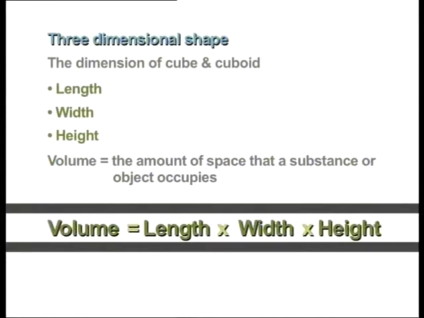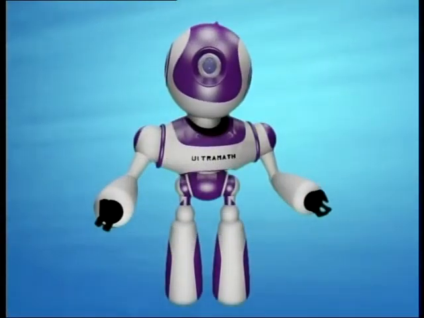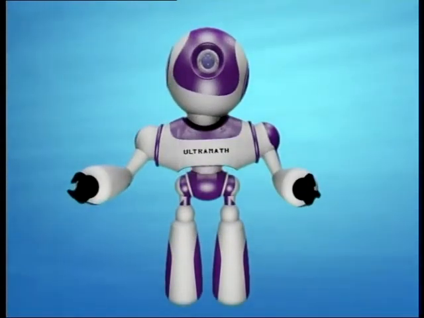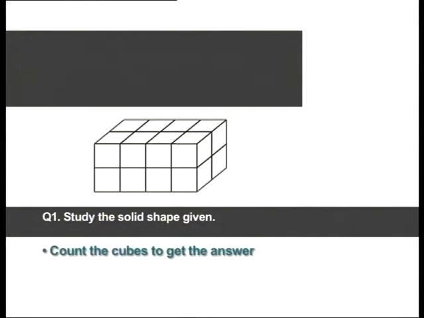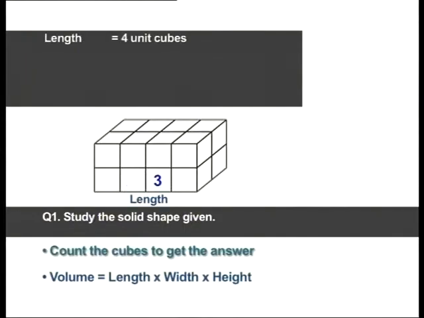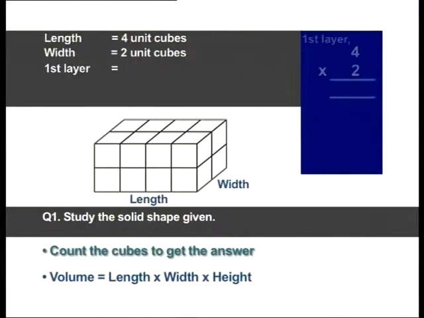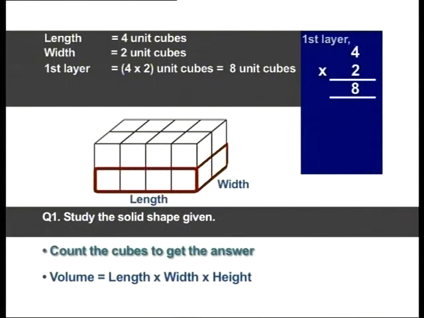Volume can also be found by counting the number of unit cubes it has. For example, study the solid shape given. Count the cubes to get the answer. Length is equal to 4 unit cubes. Width is equal to 2 unit cubes. To get the first layer, we can multiply the length by 2. 4 unit cubes multiplied by 2 equals 8 unit cubes.